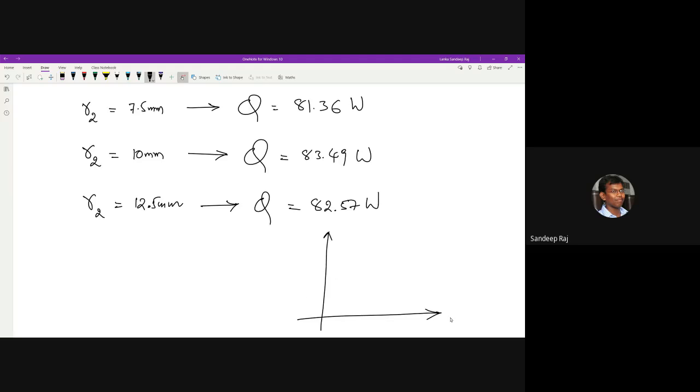See here, let me put all these values on a graph. Here I will take R2, on the y-axis I will take Q. See, when R2 is 7.5, this is the R2 7.5 value, this much Q is there. At 10, what is the Q value? It increased, so it should be somewhere over here. And at 12.5, it decreased, so it should be somewhere over here. See, from this, if I draw the graph now, the graph goes like this.